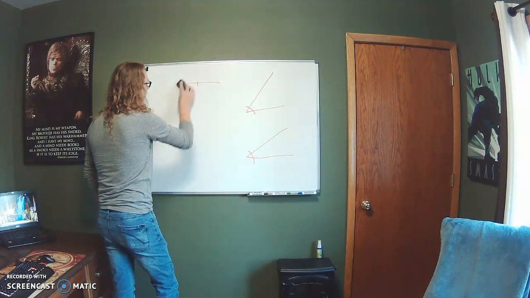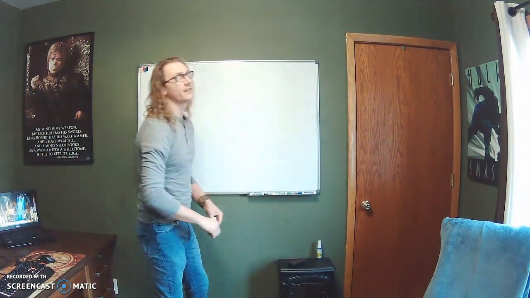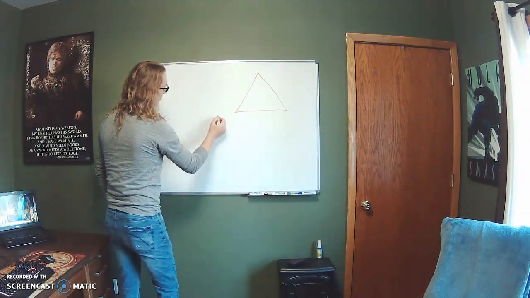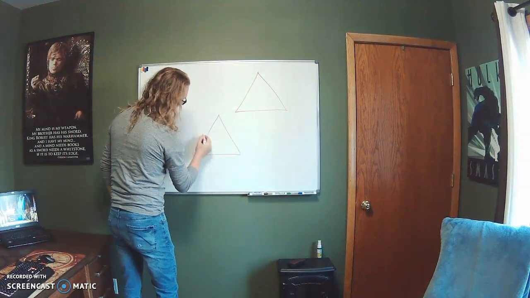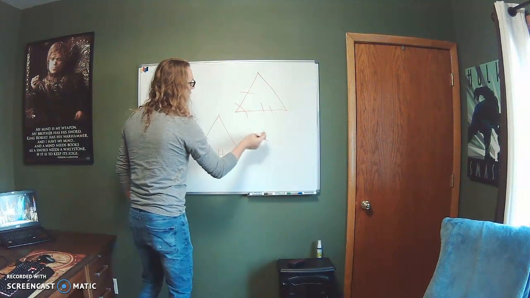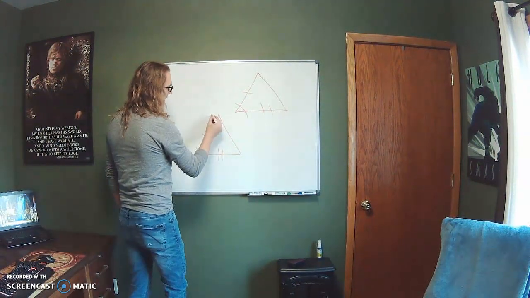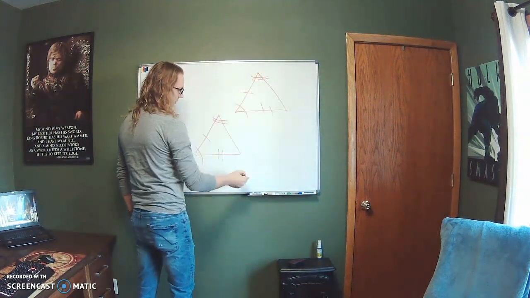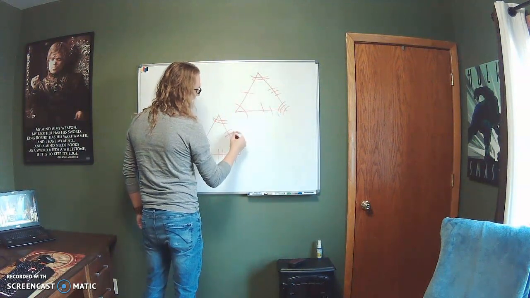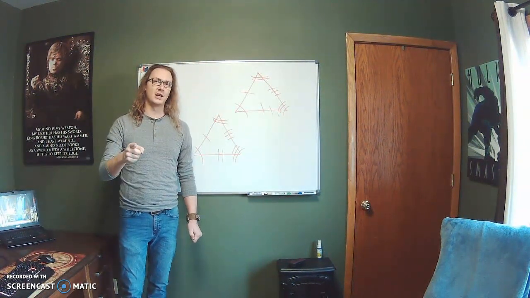The next thing that I want to remind you of is CPCTC. Corresponding parts of congruent triangles are themselves congruent. If I have two triangles, and I know by side, angle, side that these two are congruent, then that will also mean that these angles are congruent and these sides are congruent, because all parts of congruent triangles are themselves congruent.